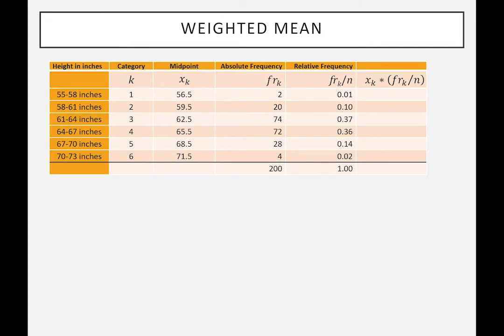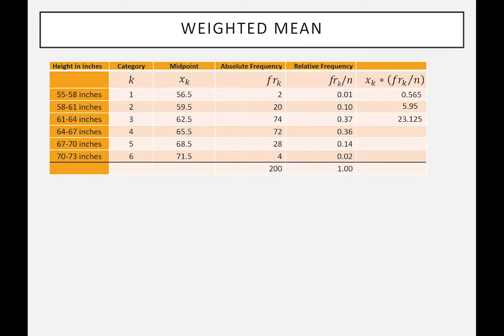Now, let's calculate the weighted mean, which is the point of the exercise. Watch how I'm going to do this. I take the midpoint value, 56.5, and I'm going to multiply it by the relative frequency, 0.01. And that gives me this number, 0.565. This final column, does it have a name? Well, it's simply the midpoint value multiplied by the relative frequency. Let's do another one. 59.5 times 0.10, and that gives me 5.95.